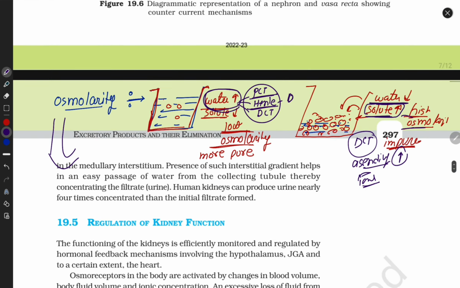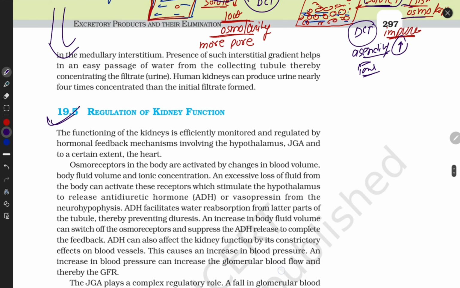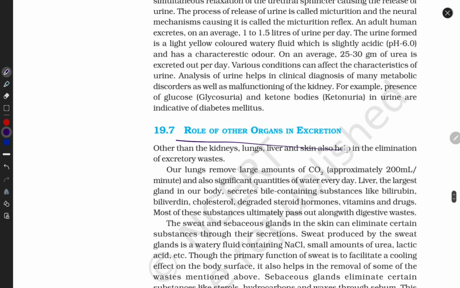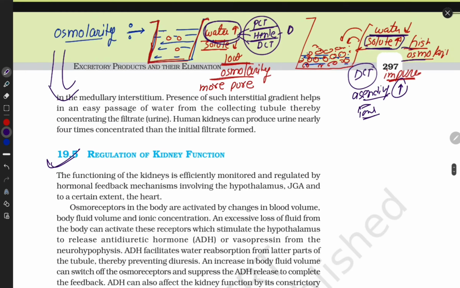So that's all for now, and we will discuss the regulation of the kidney and the role of other organs in excretion in our next video.